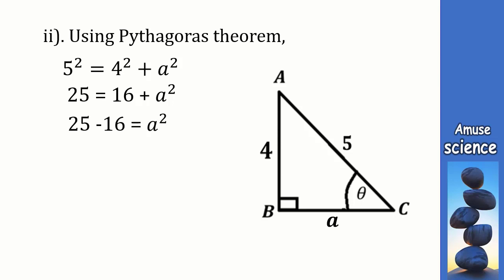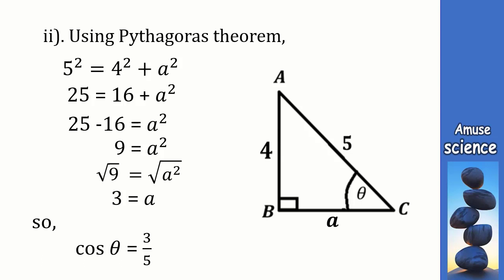So now let's group like things. We are going to have 25 minus 16 is equal to A squared. 25 minus 16 is 9, equal to A squared. To find A, we have to find the square root of both sides. So the square root of 9 will be equal to the square root of A squared. The square root of 9 is 3, and the square root of A squared is A, which means that the adjacent is 3. So now we can write that cos theta, which is equal to the ratio of the adjacent to the hypotenuse, will give us 3 divided by 5.